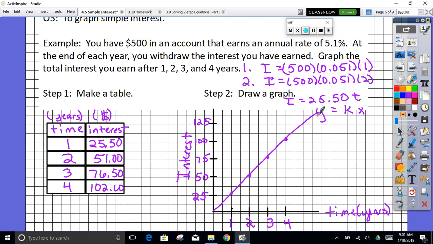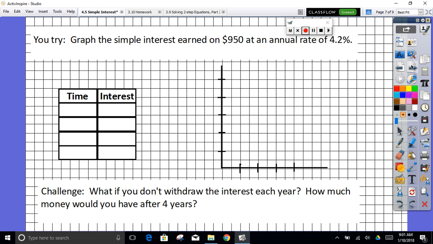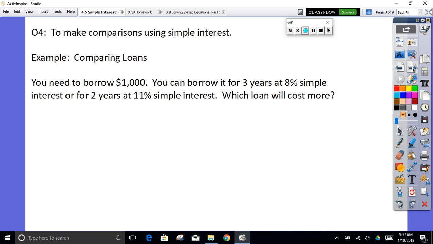All right, we are going to skip this one, but if you want to do it on your own and you want to try the challenge, I'd be interested to talk about it with you. We are going to go on to objective 4, which is making comparisons using simple interest. So the example we have is comparing two loans. You need to borrow $1,000. You can borrow it for 3 years at 8% simple interest or for 2 years at 11% simple interest. Which loan will cost more?